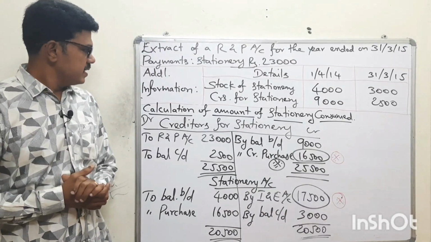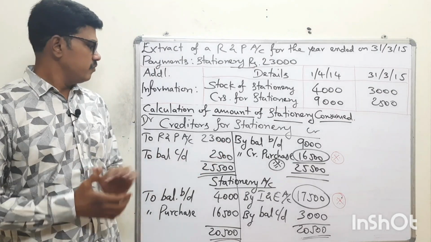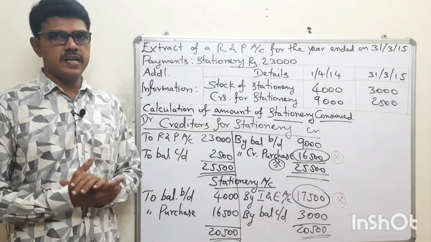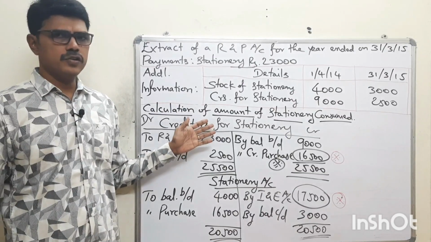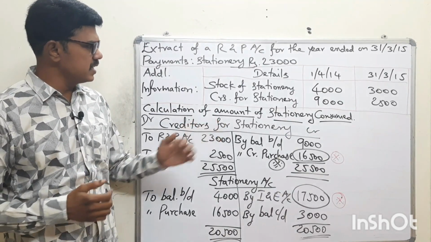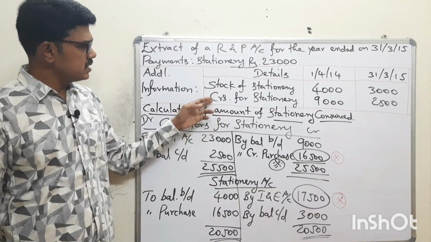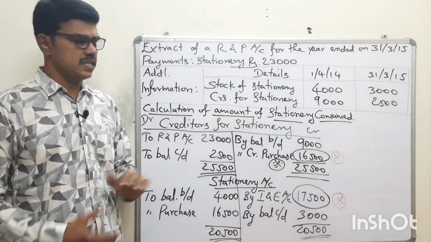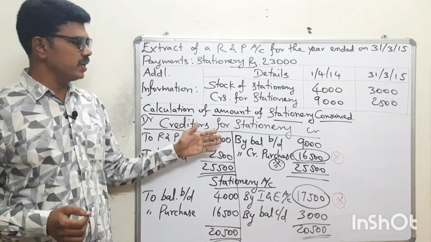Now let us see the alternative method for calculating the amount of stationery consumed. Here we are going to use the accounting rule for calculating the amount of stationery consumed. They have given us creditors for stationery and stock of stationery. By preparing ledger accounts, we can calculate, right?